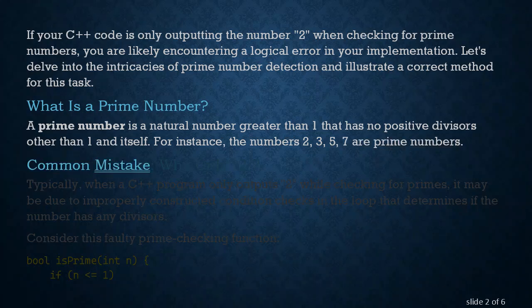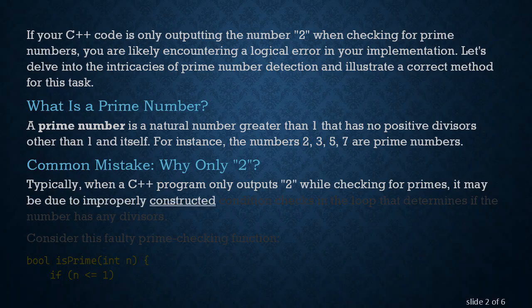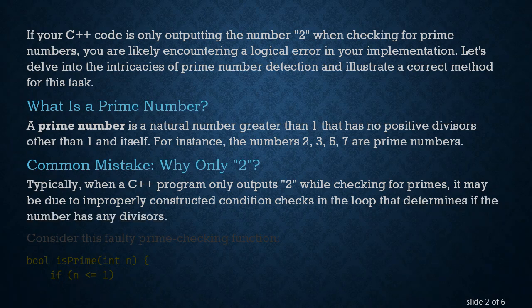Common mistake: why only 2? Typically, when a C++ program only outputs 2 while checking for primes, it may be due to improperly constructed condition checks in the loop that determines if the number has any divisors. Consider this faulty prime checking function.